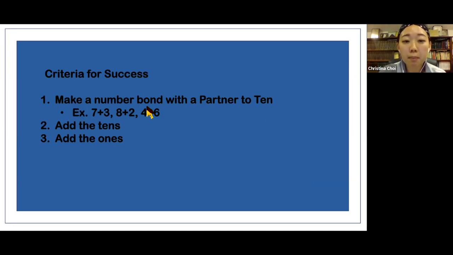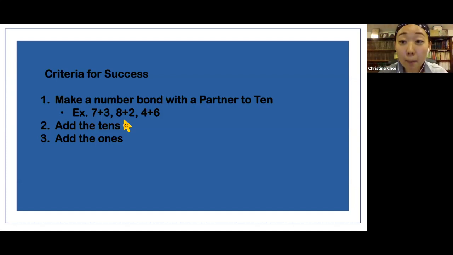You're going to make a number bond, but this time you're not going to be focused on friendly numbers, really. It's still important, but you're going to try to find a partner to 10. So for example, 7 and 3, there's 3 fingers I have down, they're partners to 10, right? And then 8 and 2, they're a partner to 10. They make up all of my fingers. Now, 4 and 6, 1, 2, 3, 4, 5, 6, 6 more make partner to 10.